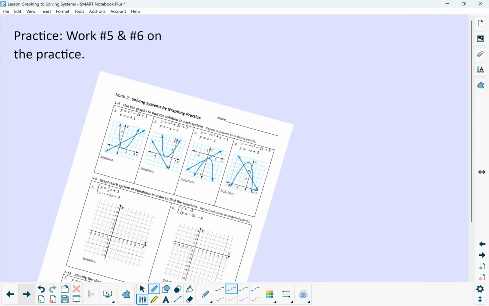Okay, you can maybe pause the video, work on some problems if you want, and then continue the video, or you can just keep going on the video.